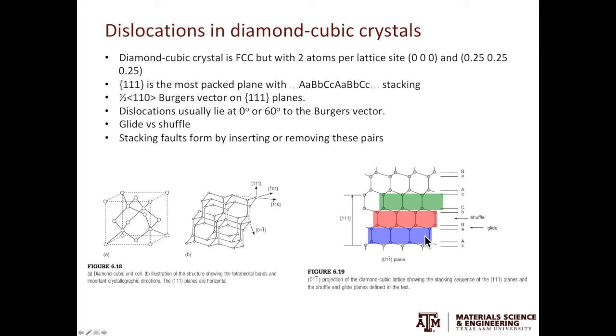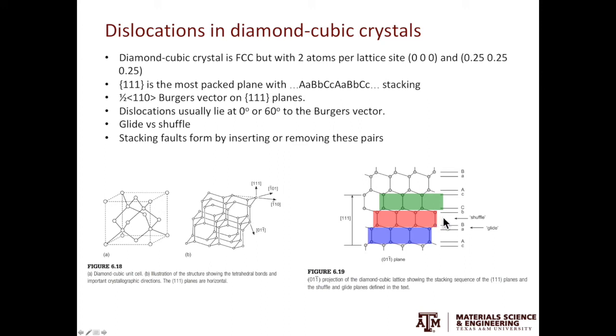In diamond cubic crystals such as diamond and silicon, dislocations usually lie at 0 degrees or 60 degrees to the Burgers vector. If shear happens within the colored band, then this process is called shuffle. For stacking faults, instead of removing or inserting only one atomic layer, like in the FCC crystals, here you need to remove or insert those bands consisting of pairs of atoms.